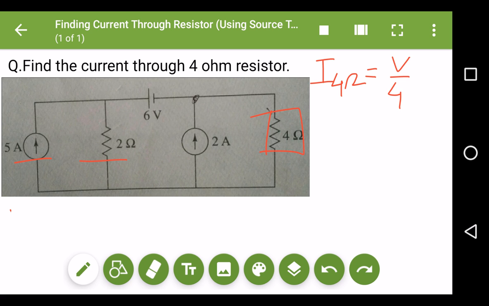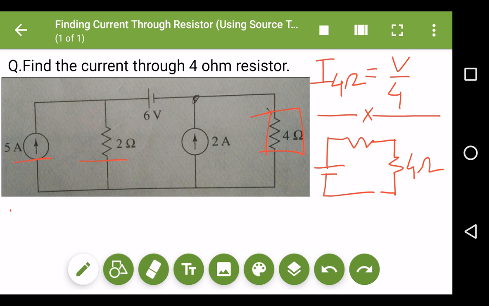Another method to find the current through the 4 ohm resistance is, after simplifying this circuit into a single resistance and a battery source, this is my 4 ohm resistor and this is R equivalent. I don't know the value, but I will convert this whole resistor and source combination to get the corresponding voltage, that is V and R. So I can use my mesh analysis technique to find the current, and that is all we need.